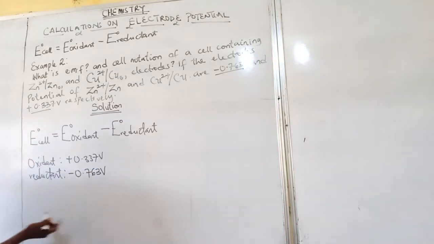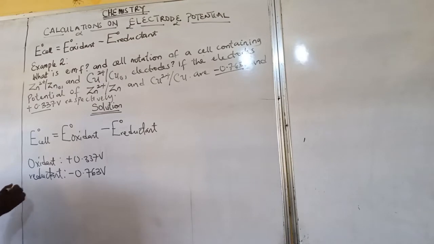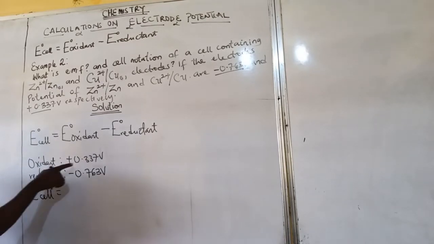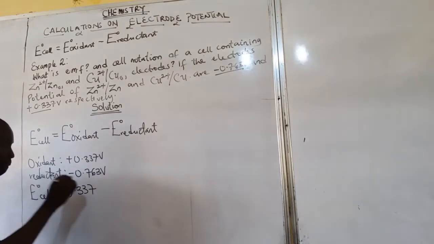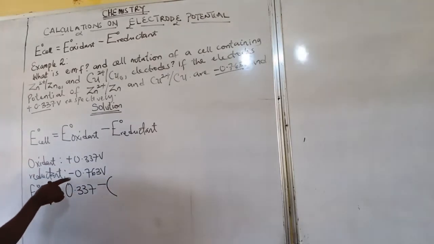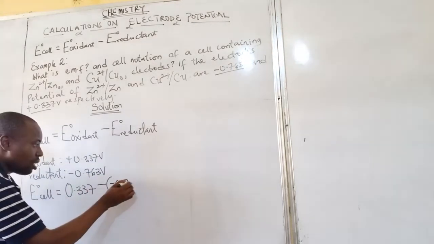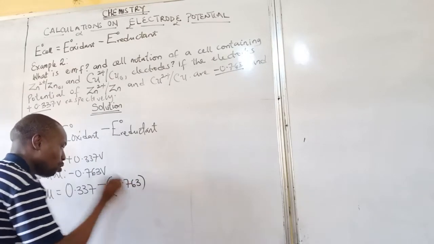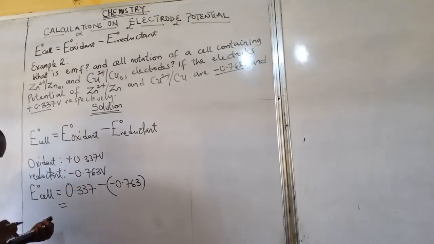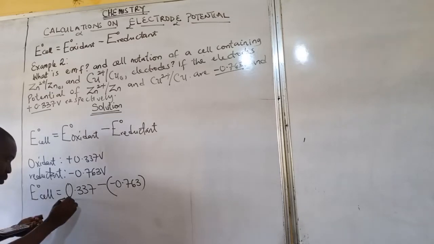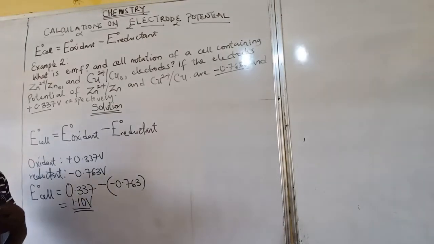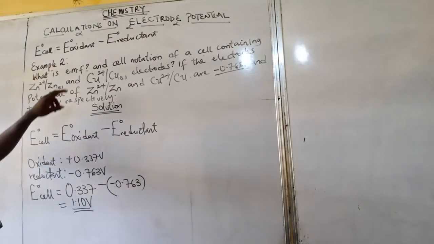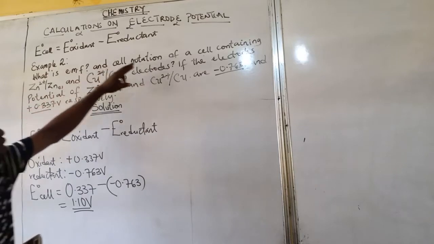0.763 volt. From here, your answer comes out, and the answer becomes E naught of the cell is equal to the oxidant here, 0.337, minus bracket minus 0.673 close bracket. When you do everything here, what you should get as the answer should be 1.10 volt. That is it. Now, remember, they've asked you for the EMF of the cell and the cell notation.